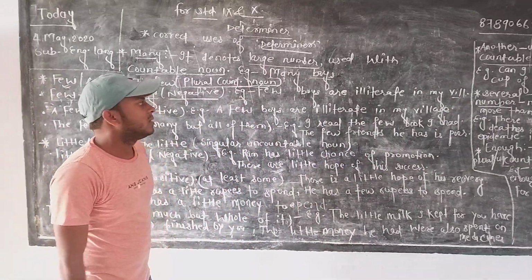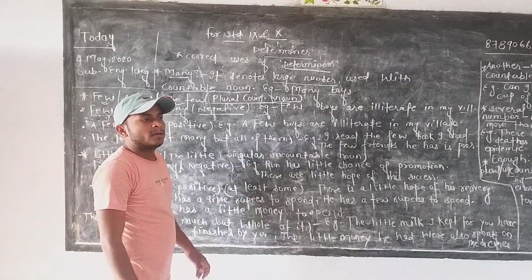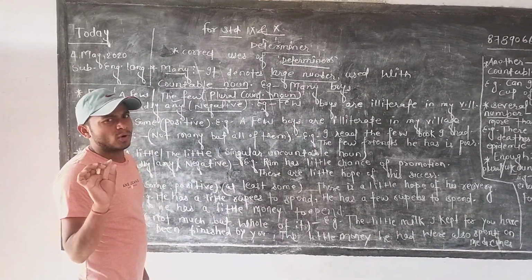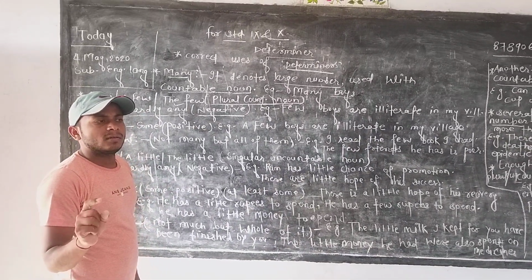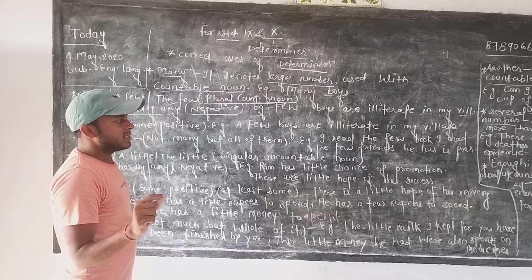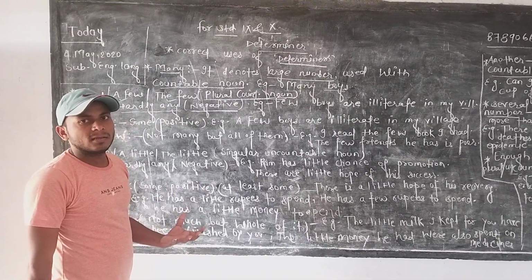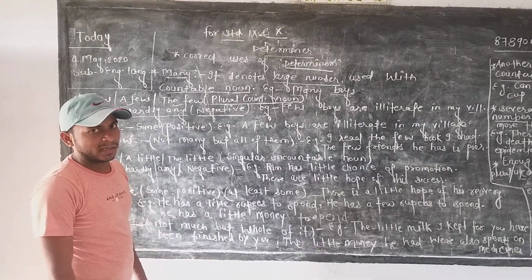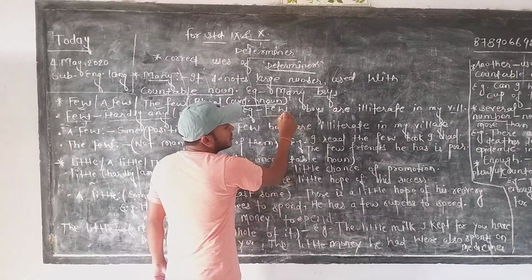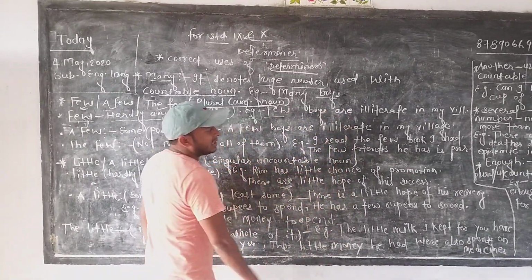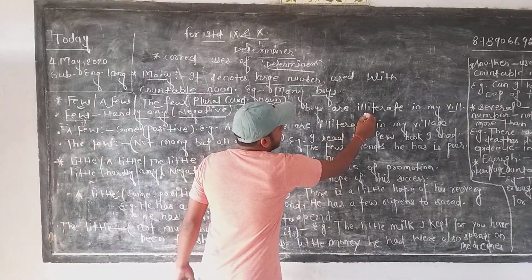So it means what? Here it is giving a negative meaning. It means there are very few boys who are illiterate in my village. It means that the maximum number of boys in my village are literate, not illiterate. So here it gives a negative meaning. It means all of the boys of my village are literate.